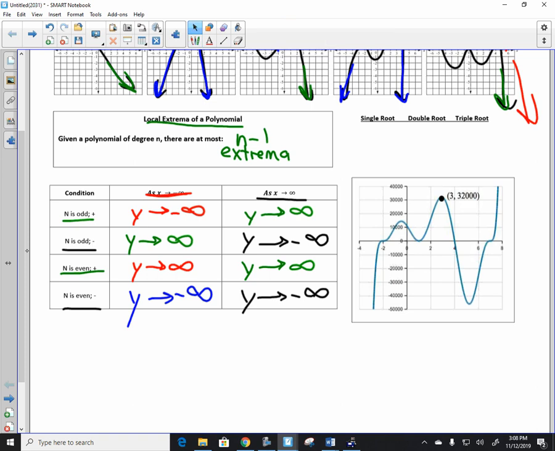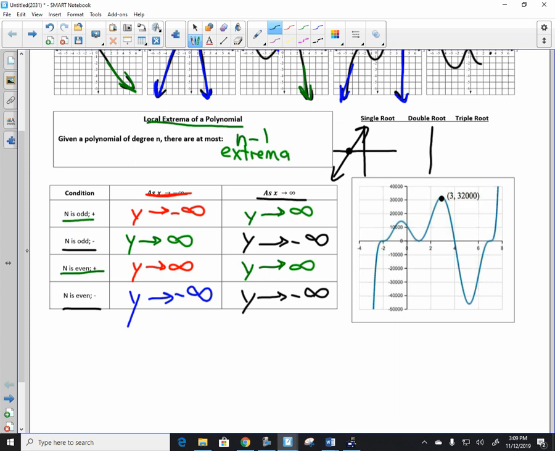The second thing we want to talk about, other than those general shapes, is these types of roots. There's different types of roots you can have. You can have a single root, and a single root just passes right through the x-axis. That's a single root. If there's a double root, it does this. It comes down and touches tangent and bounces back up.